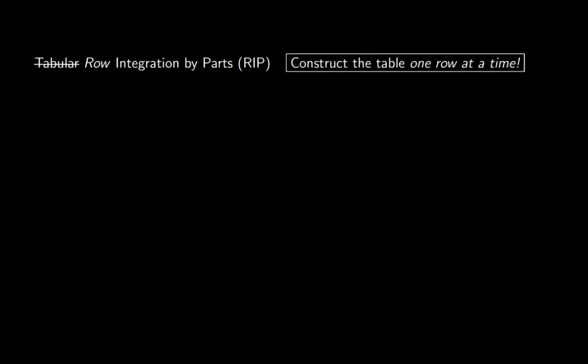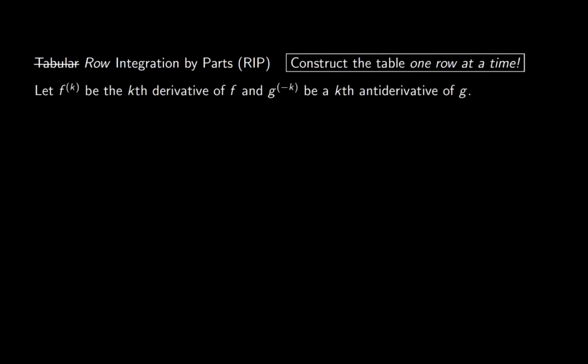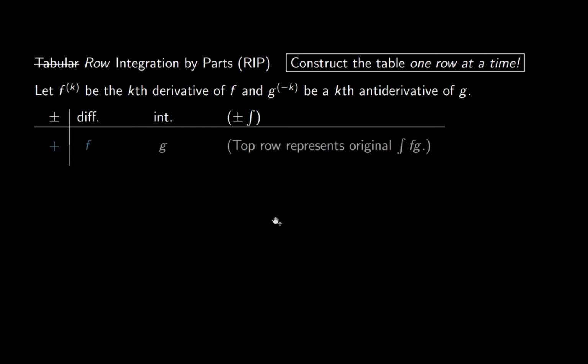So again, this is the tabular method for integration by parts, but we proceed one row at a time. The notation we're going to use is f subscript k to indicate kth derivatives of f, and g subscript negative k to be kth antiderivatives of g. We start with 4 columns: alternating plus minus signs, functions to be differentiated, functions to be integrated, and when we need it, a 4th column to indicate the integral of the product of the information in a given row. The top row always represents the original integral.